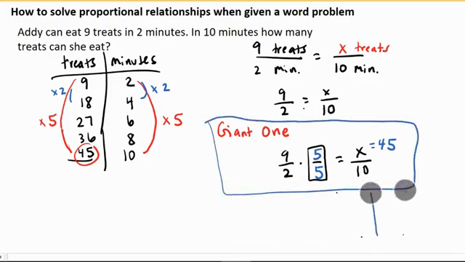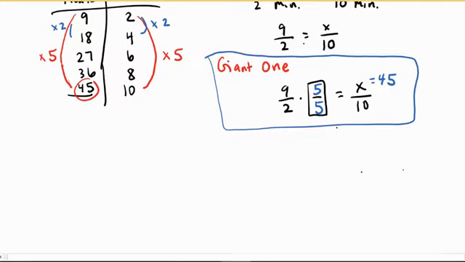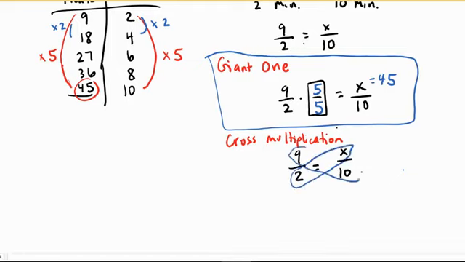Another way is that we could use cross multiplication. Let me rewrite the equation: 9 over 2 equals x over 10. With this one, we're going to multiply diagonally. So I have 2 times x, and 9 times 10. 2 times x is 2x, and then I have 9 times 10 because that's the other diagonal. So I have 2x, and 9 times 10 is 90.